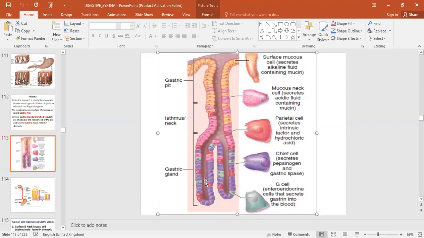Now we're saying at the neck there, we'll find other mucus cells. The mucus cells on the surface, we call them surface mucus cells. The mucus cells located in the neck region here, we call them neck mucus cells. They produce mucus also to protect the stomach from acids.